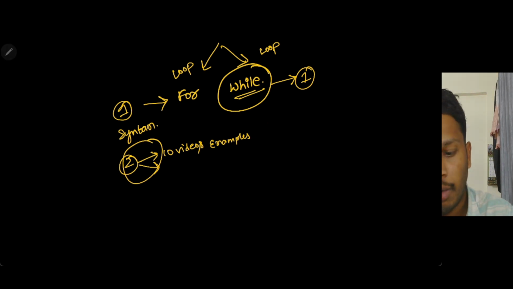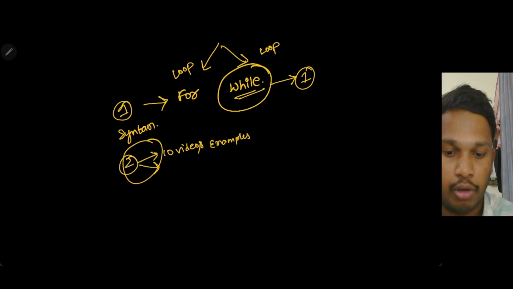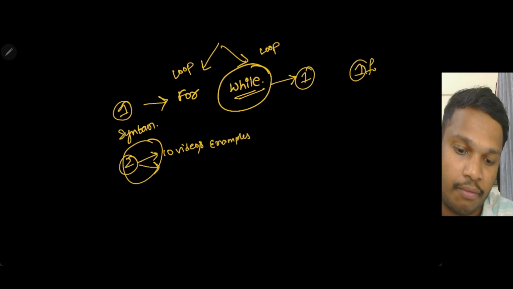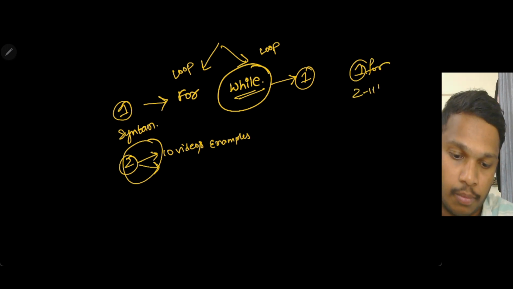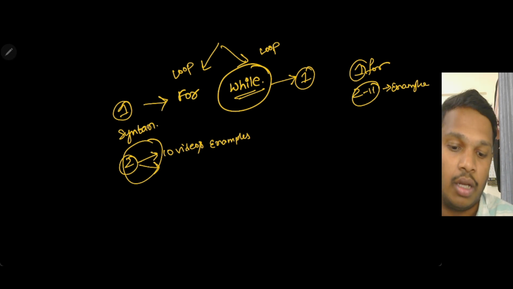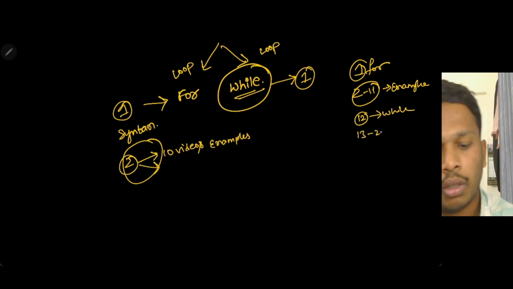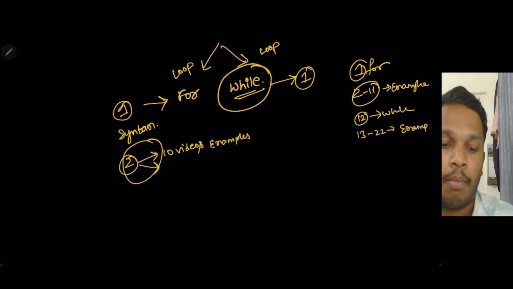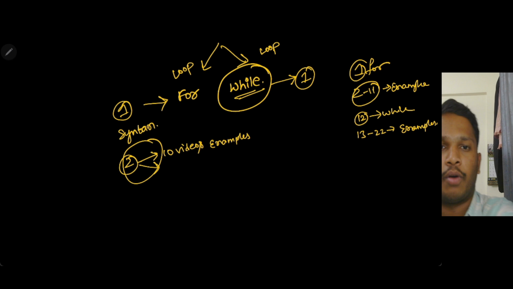So my videos will be in this order. After this video, the first video will be the explanation of for, then videos 2 to 11 will be example videos. The next, 12th video will be while. Then 13 to 22, 10 videos will be examples. Blindly you can follow. This is the formula I am using.